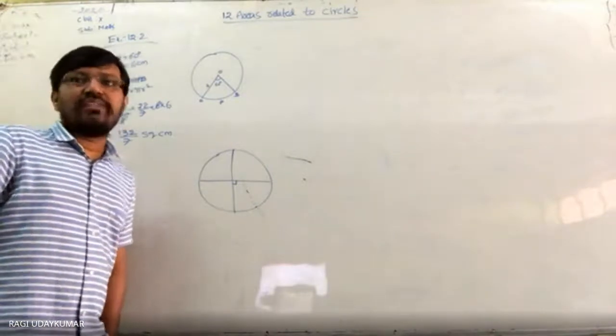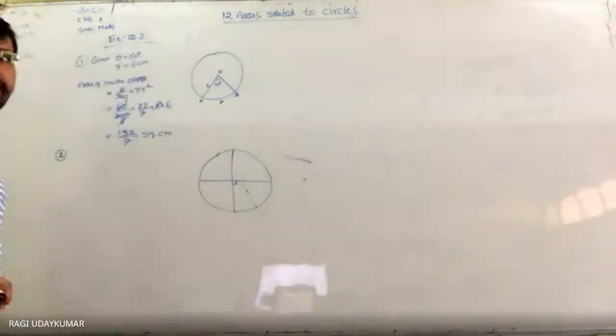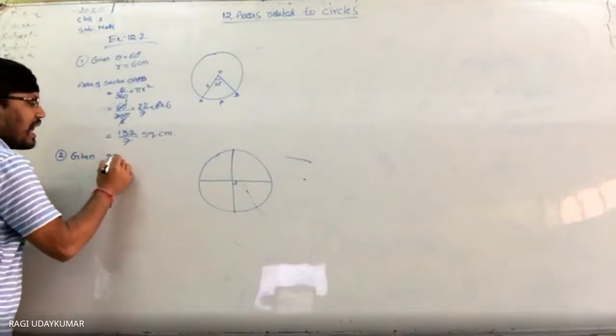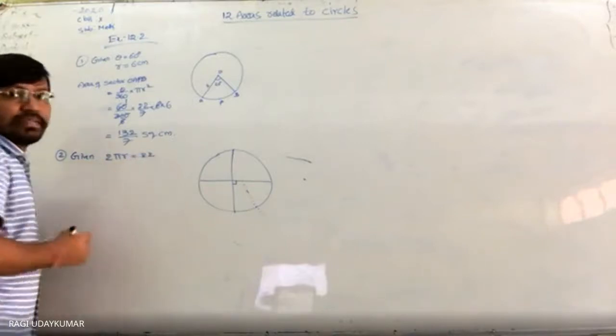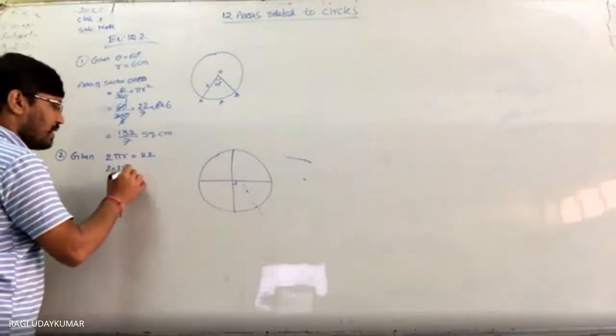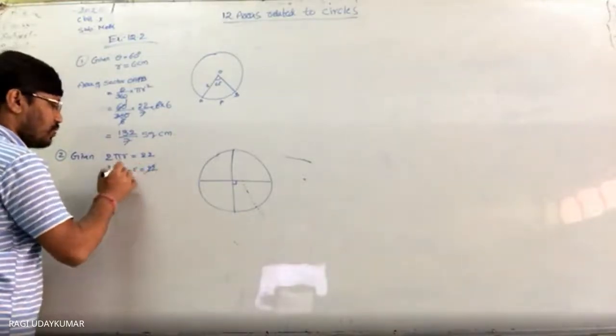So now the question is given to you, the circumference of this circle is given. So given 2 pi r is equal to 22 centimeters. To find r: 2 into 22 by 7 into r is equal to 22. This 22 will get here, sir.